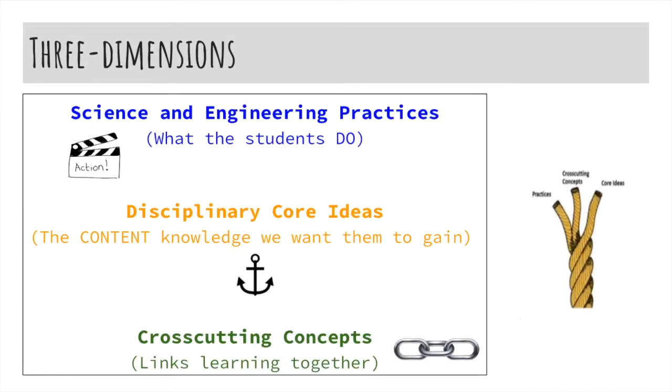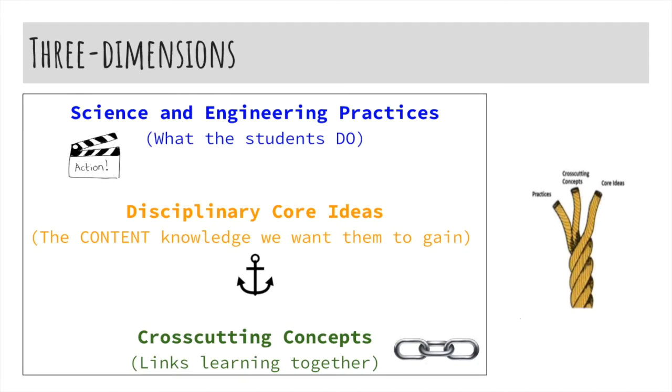The science and engineering practices, or SEPs, is what the students will be doing, or the actions they will take to help them develop understanding. The disciplinary core ideas, or DCI, is the content knowledge we want them to gain, or the anchor. It is what teachers use to focus the curriculum, instruction, and assessments. Next, we have the cross-cutting concepts, or CCCs. They help link the learning from all domain areas, physical, earth, life, and engineering, all together.